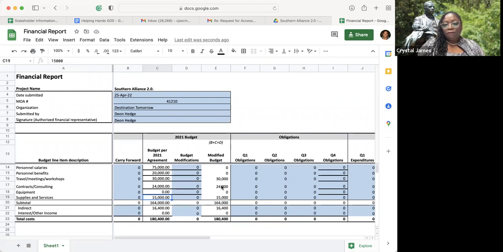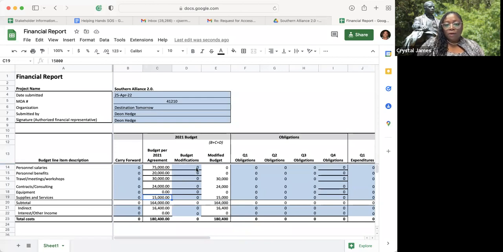Now, we know that that's not the allowable amount for this budget, but again, this is just for illustrative purposes. Now, if you need to do any modifications to your budget from what you originally submitted, this is the line item that you need to make those changes to.